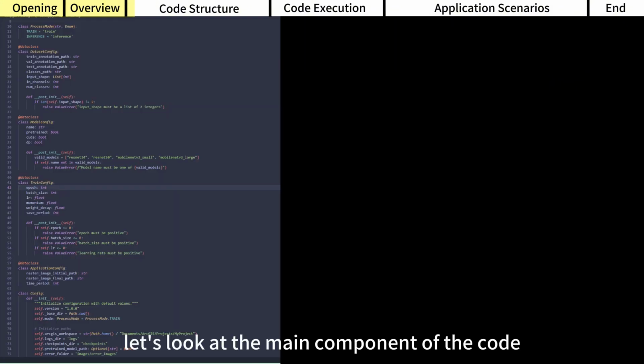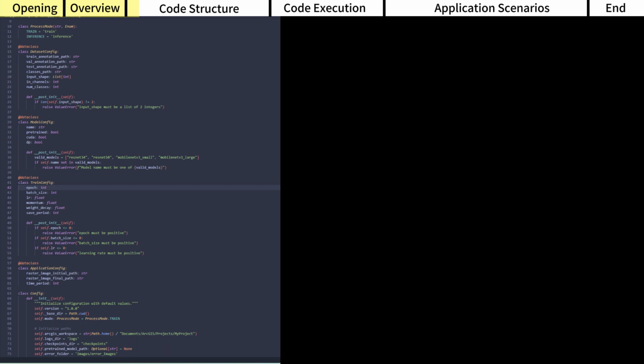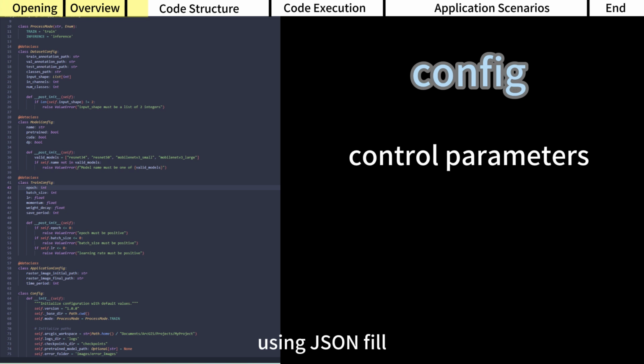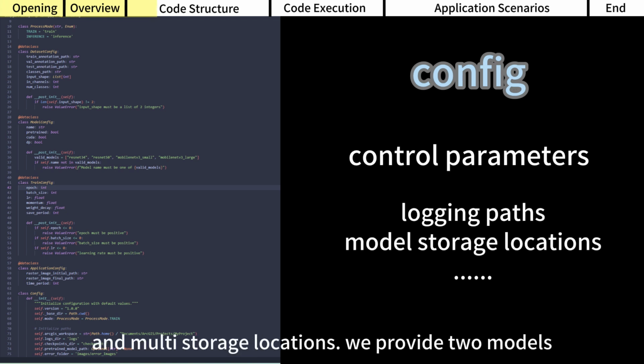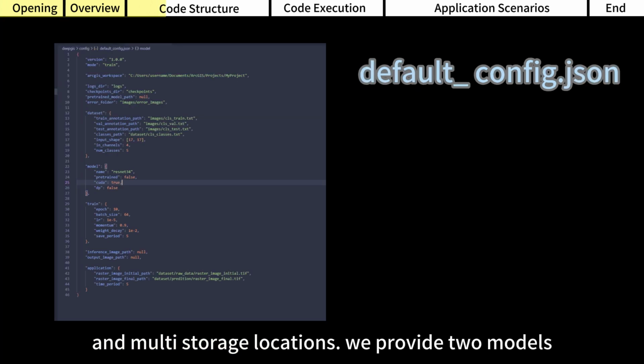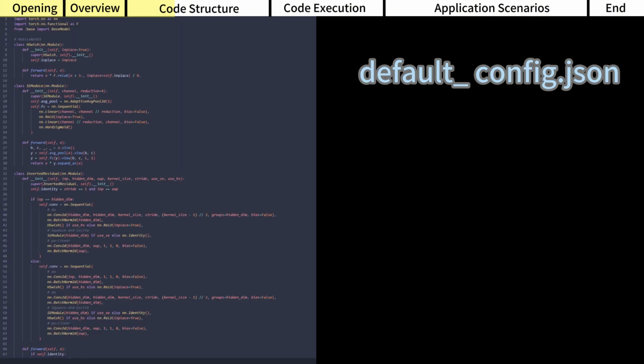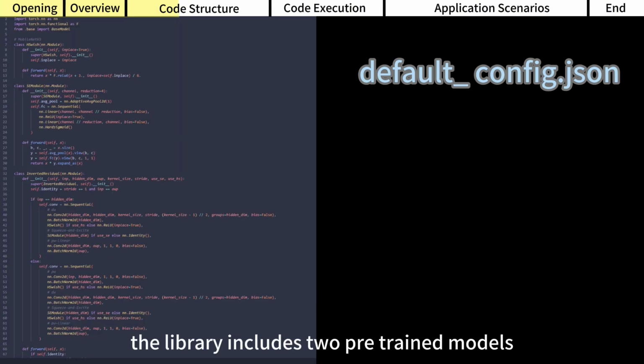Let's look at the main components of the code. The config module enables users to control parameters using a JSON file, which covers aspects such as log path and model storage locations. We provide two modes. One is train and the other is inference. The library includes two pre-trained models.